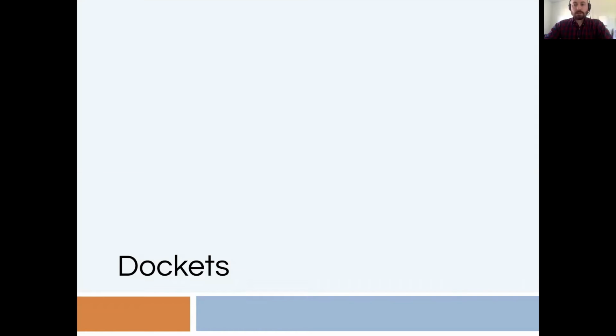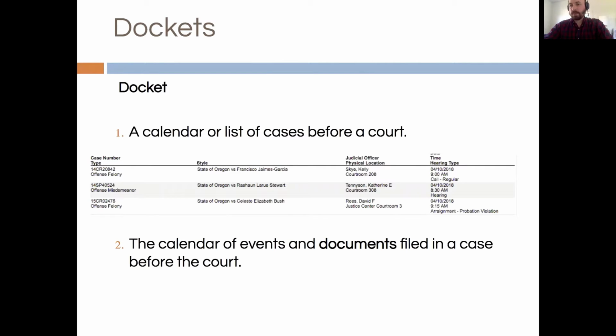It's a fairly common term, but in the law, like with many terms, we use it with a couple of specific meanings. Two major meanings we use are: one is it's a calendar or a list of cases before a court. So what's next on the docket? What's coming up next? Related to that is the calendar of events and documents filed in a case before the court. Sort of starts as a record of the events that occurred, and then on that record of events, you identify what documents are submitted.